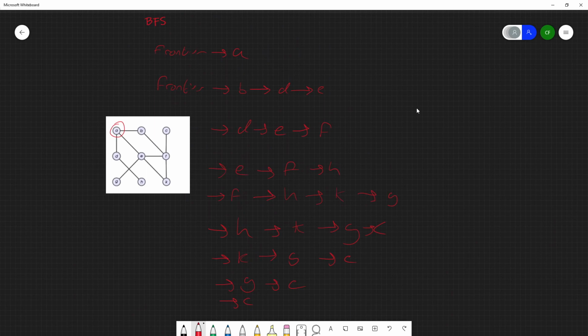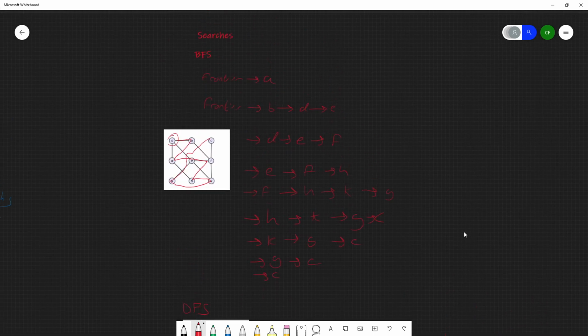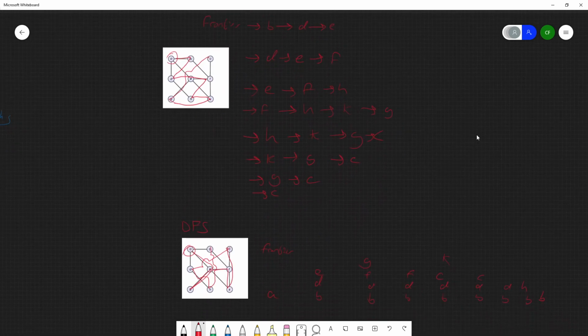Alternatively, breadth first search will go from A to B, to D, to E. Then we will go to F, to H, to K, to G, and then over. Okay, I'll just rub that out. There. It'll go from G over to C. So there are two different paths they take based on if you're doing breadth first or depth first. Not going into the most detail into this because we've done it on three separate occasions now, I think. But still, something to be aware of.